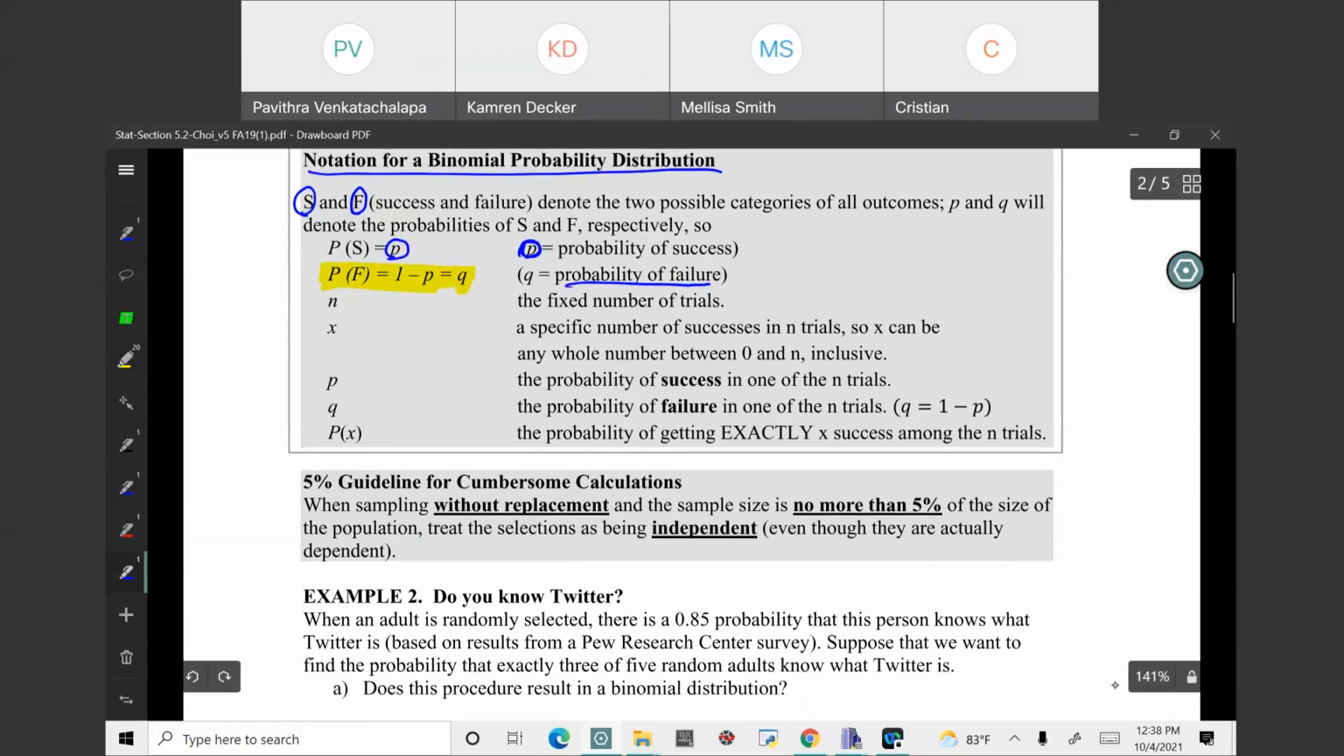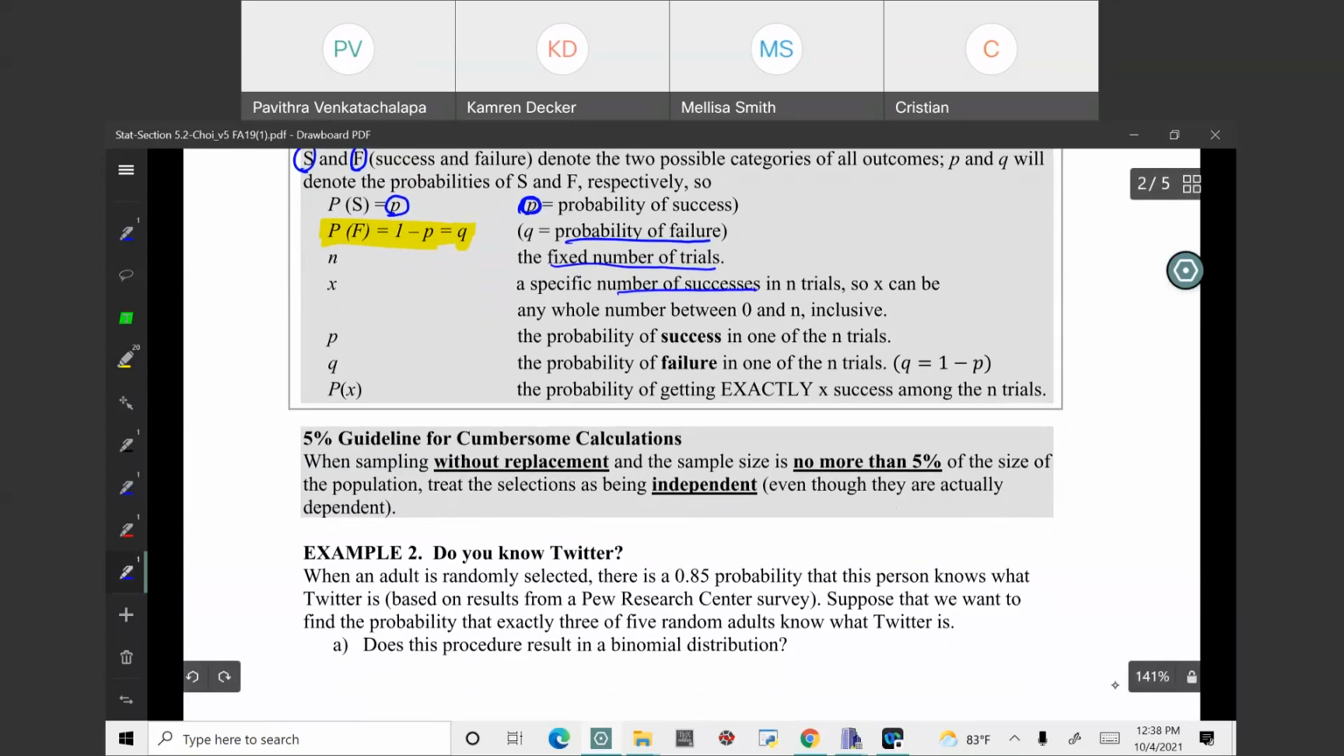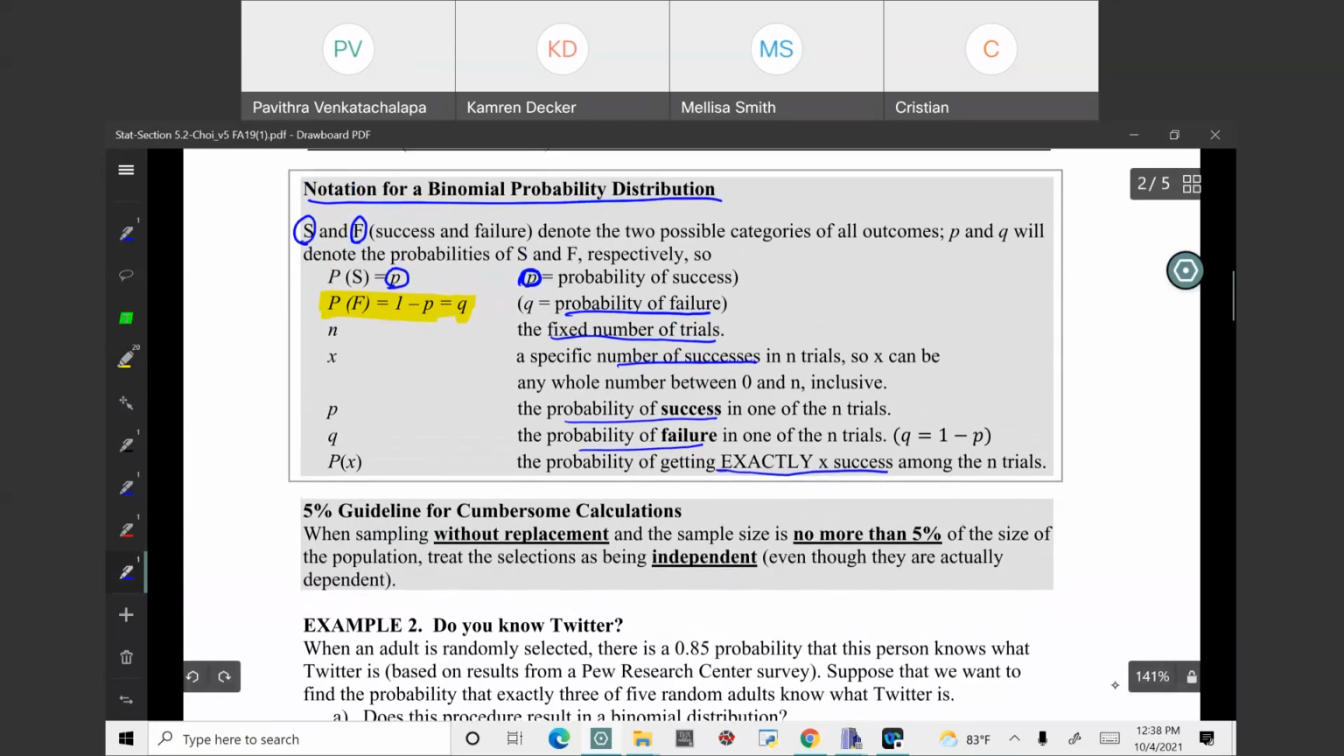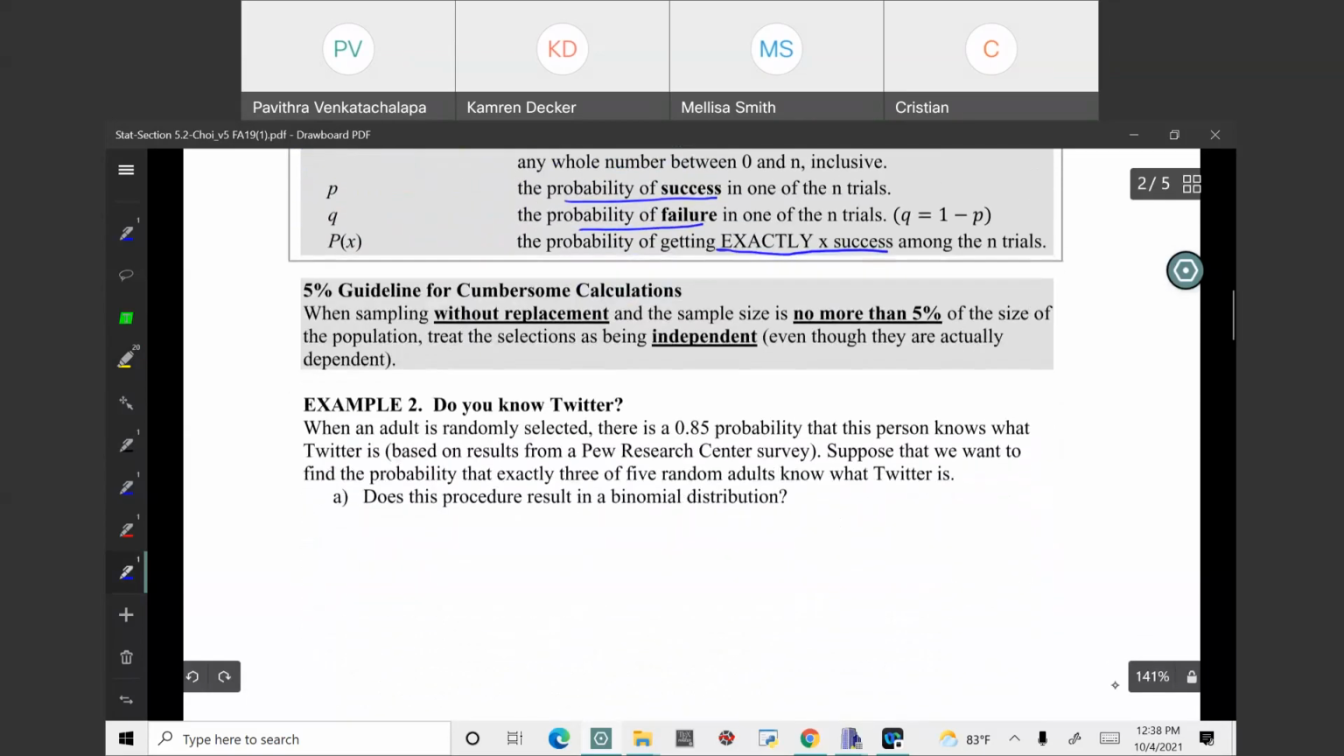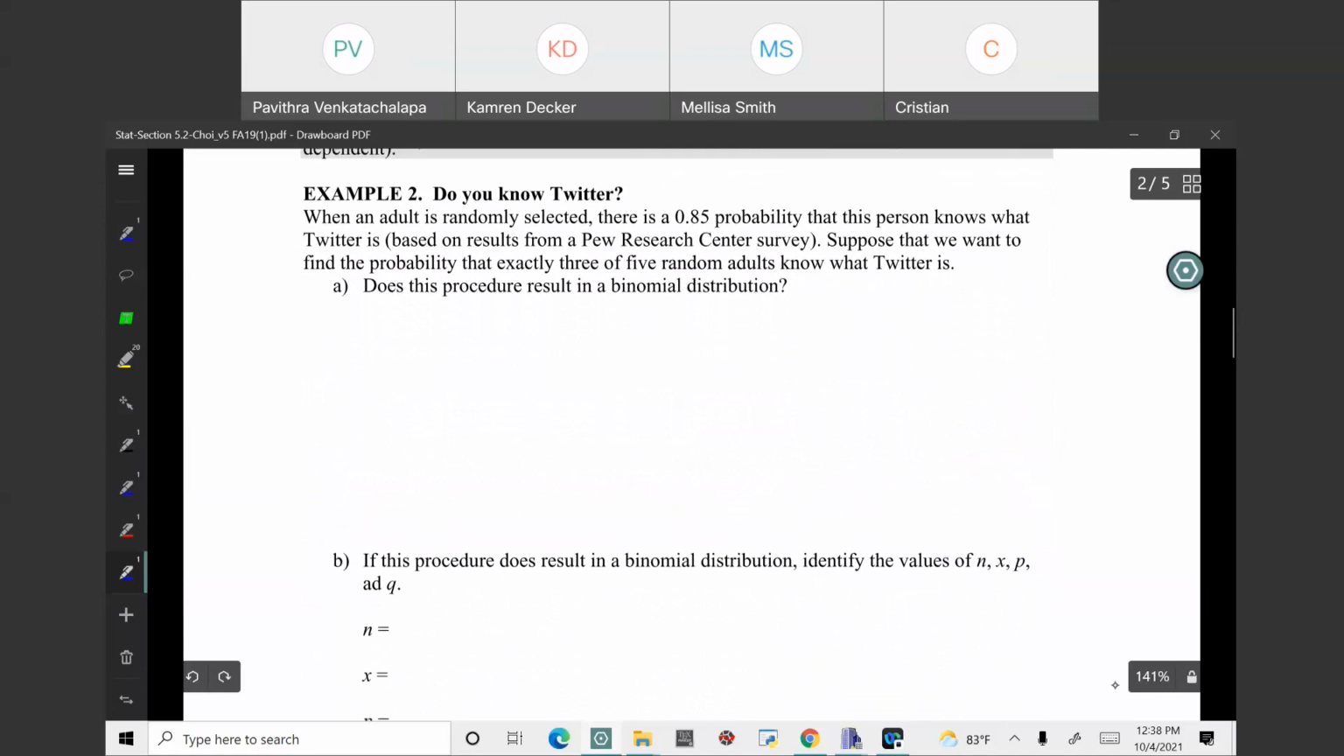Now, n is the fixed number of trials. x is the number of successes or number of outcomes. Small p, you know, is the probability of success. q is the probability of failure. Now, capital P of x is the probability of getting exactly x successes. So this notation you already know. Let us look at another example.